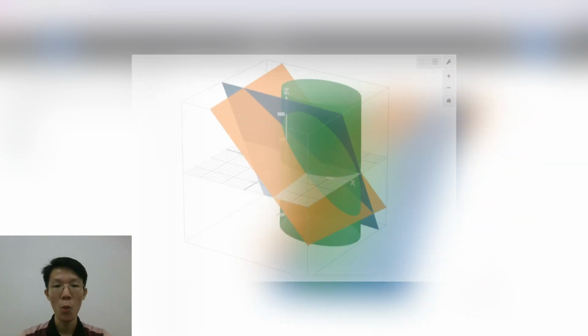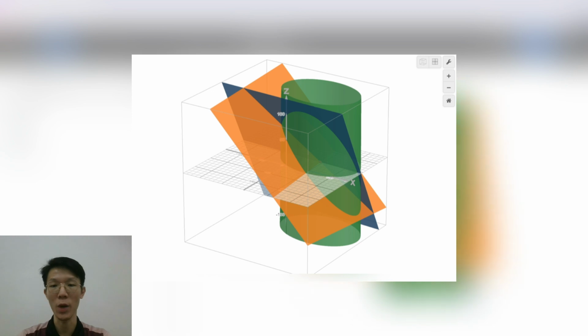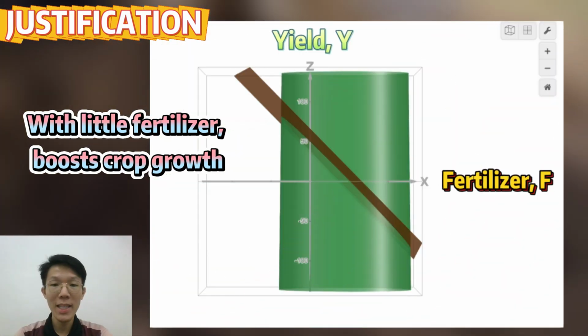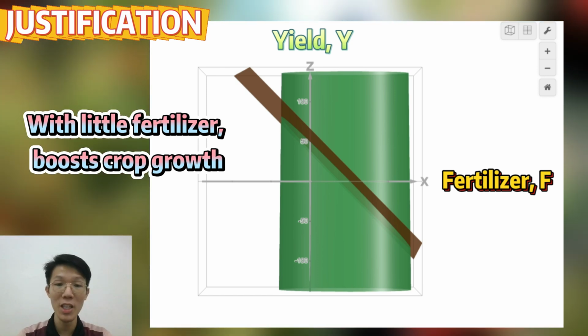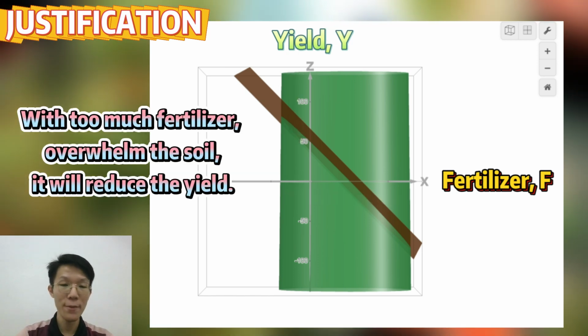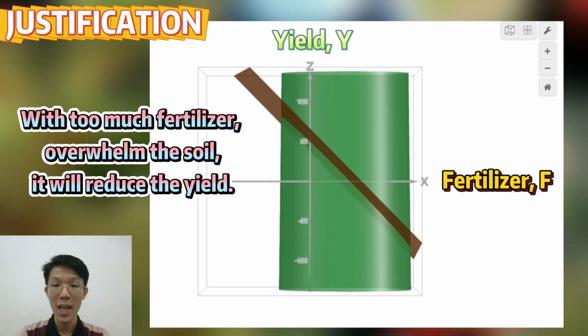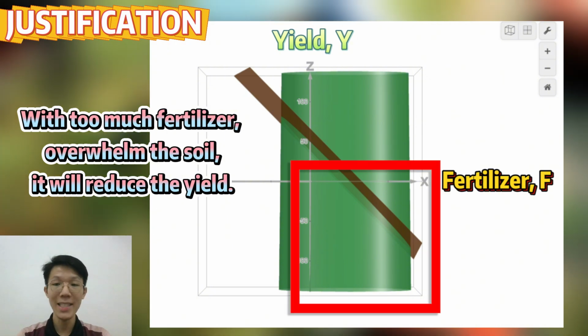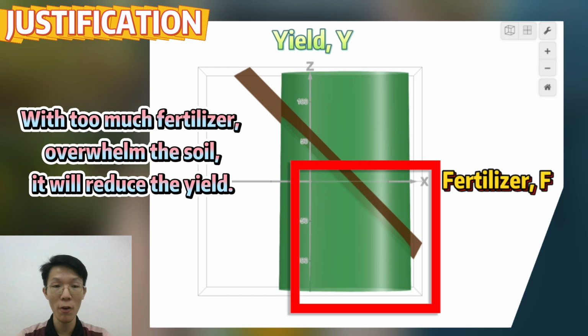At this stage, there might be some justification needed. Why do the partial derivatives behave this way? Think about farming. With little fertilizer, adding more boosts crop growth. Thus, dy/df represents the rate of change of yield with respect to the amount of fertilizer used. So dy/df is positive, but too much fertilizer overwhelms the soil and burns the plants. It will reduce the yield. Hence, as the fertilizer increases, dy/df decreases, indicating diminishing returns for fertilizer.